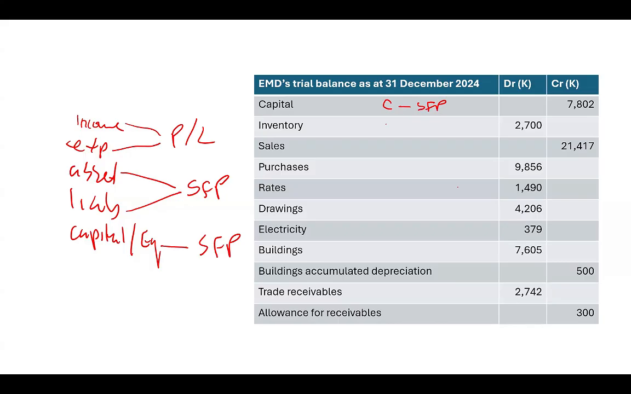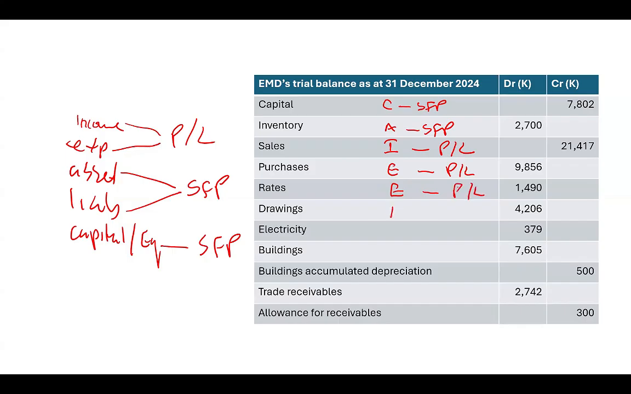This is inventory, it's an asset. All assets, they go to the statement of financial position. This is sales, it's an item of income. All incomes should go to the profit and loss. This is purchases, it's an item of expense. All expenses, they go to the profit or loss. This is rates, it's an item of expense. All expenses, they should go to the profit or loss.